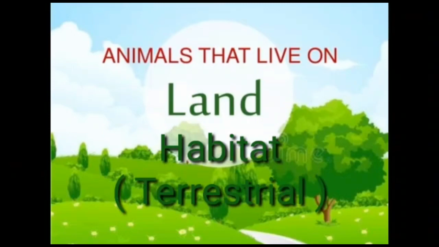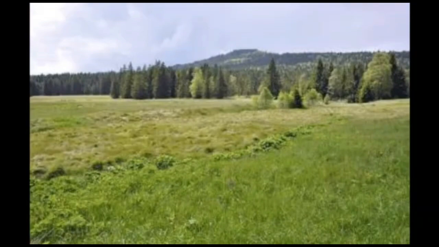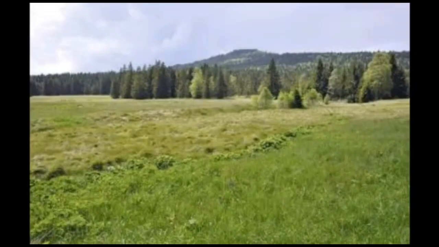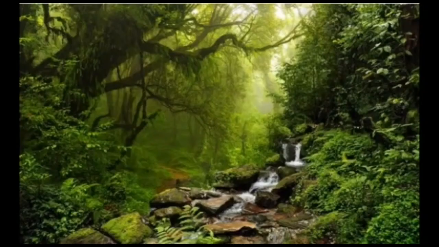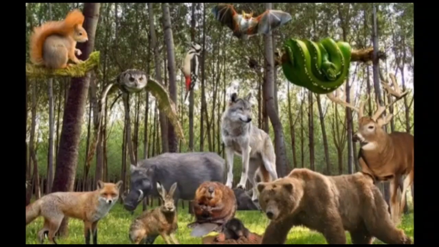Land habitat or terrestrial habitat. Animals that live on land are called terrestrial animals. Example, ants, cats and lion. Some of the land habitats are plains and forest. Plains are the habitat of animals such as rat, cow, camel, hen, etc. Forests are the habitat of animals such as deer, fox, bear, bison, etc.